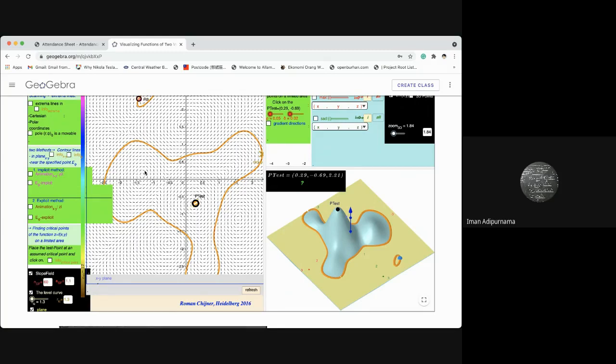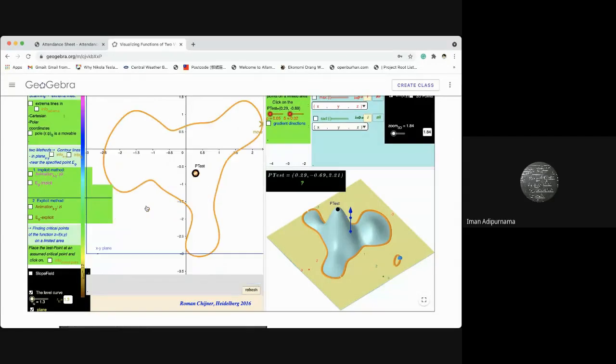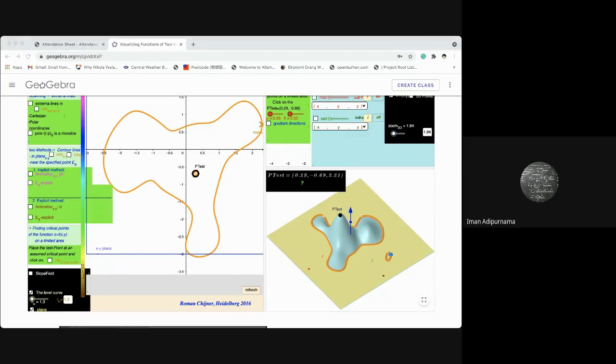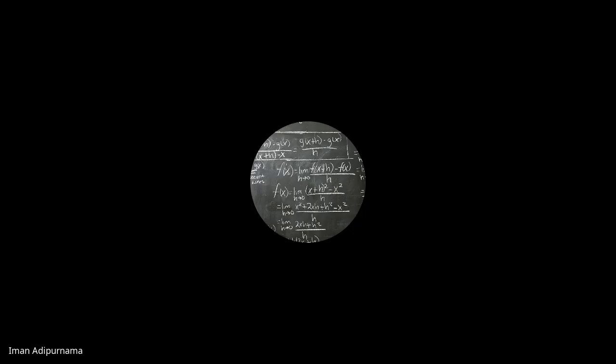So this is, how to say, the extreme slope, the one which has a circle. We will learn more about this later. Okay, I think that's enough for visualizations. Let me stop presenting.